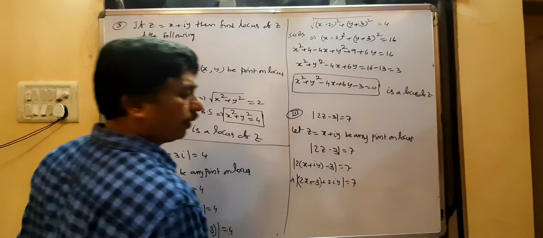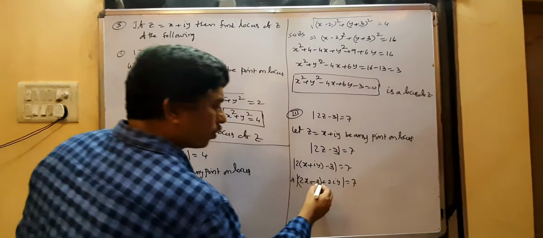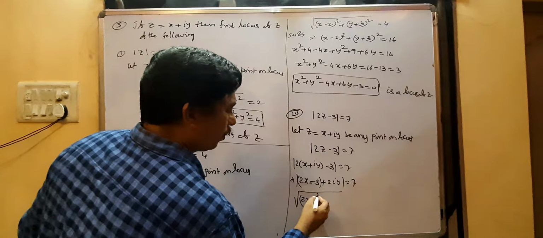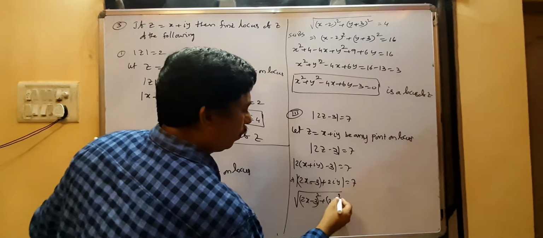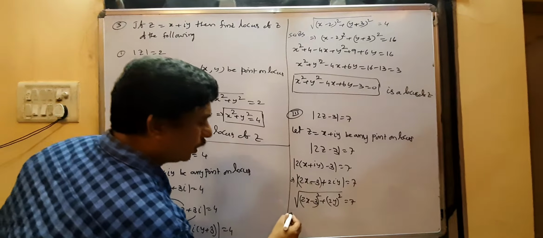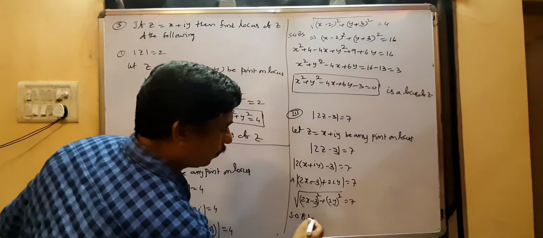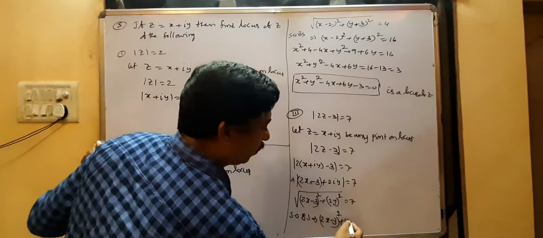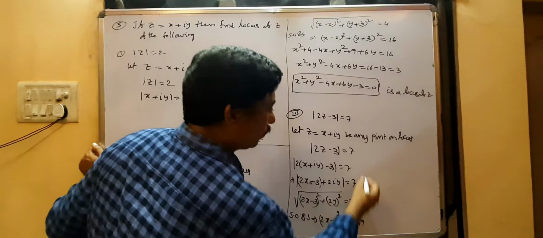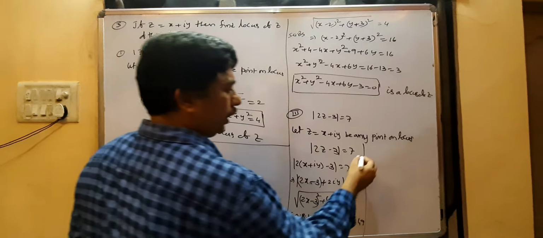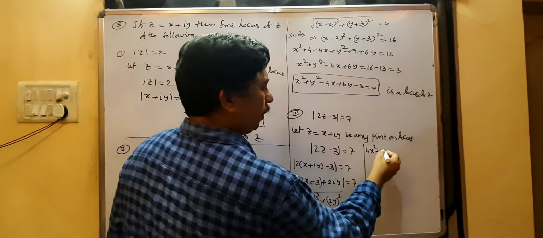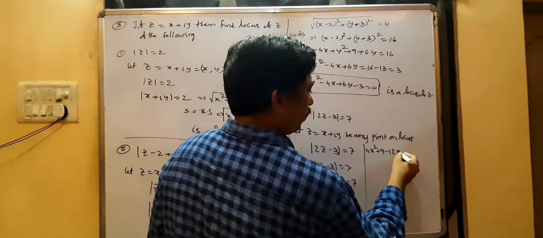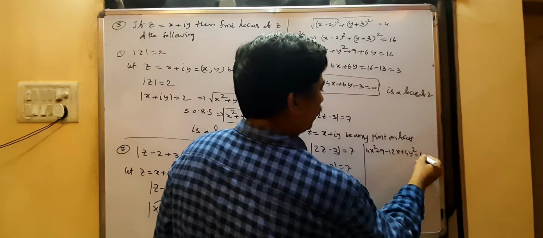Mod of x plus iy is root of x square plus y square. So root of 2x minus 3 whole square plus 2y whole square equal to 7. Squaring on both sides, that means 2x minus 3 whole square, 2y square means 4y square, equal to 7 square, 49. Expand it: 4x square plus 9 minus 2 times 2 times 3, that is 12x, plus 4y square equal to 49.